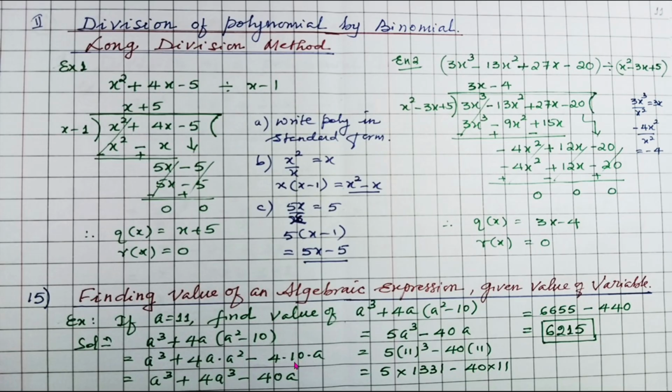and wherever a is there, put that means we simplify this. A cube plus 4a cube becomes 5a cube minus 40a, and where a is there, put a is equal to 11. So it is 5 into 11 cube minus 40 into 11, 5 into 1331 minus 40 into 11. Simplification gives us 6215. So that is how we find out the value of an algebraic expression for any given value of a variable.